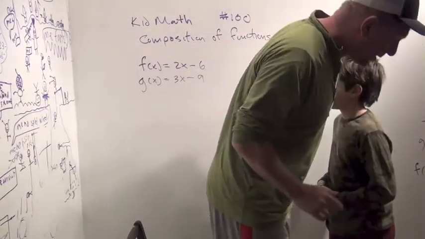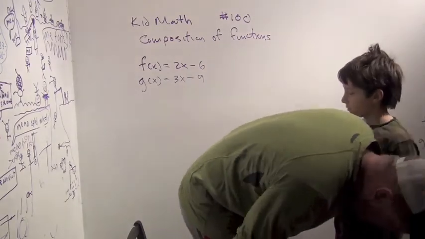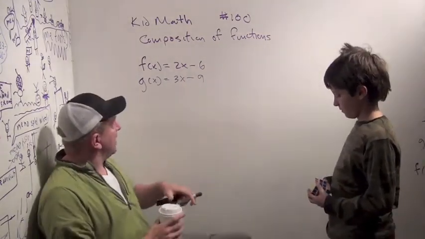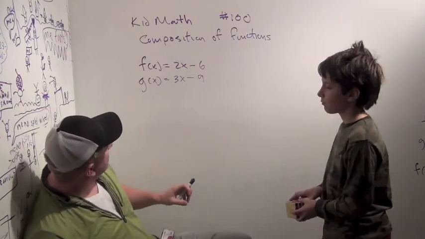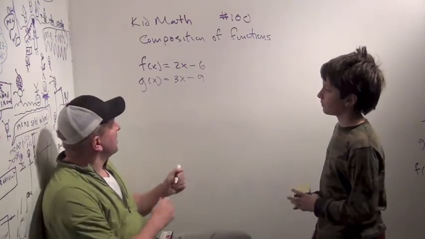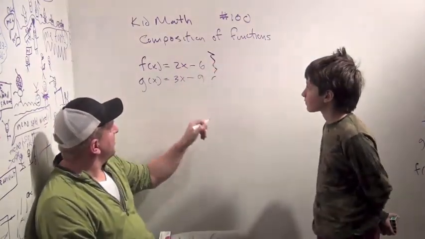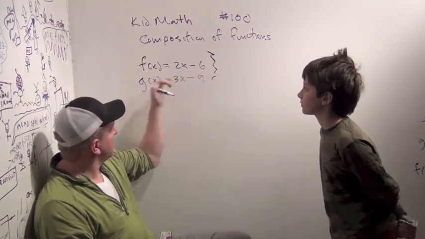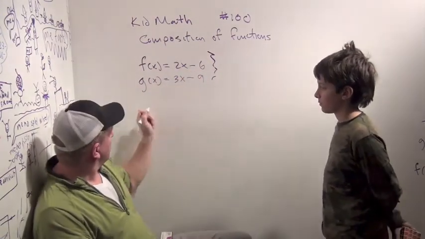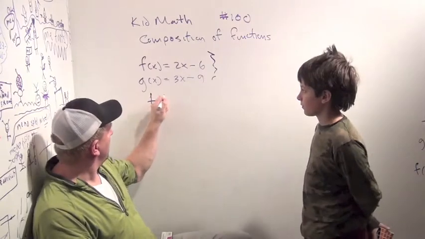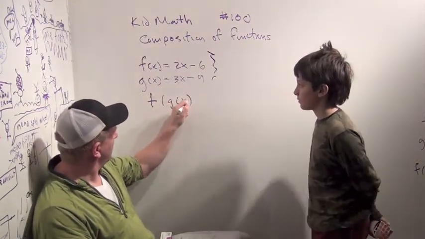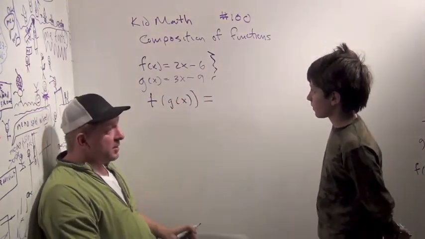KidMath100. So today we were in what section is this? 16.3 of Art of Problem Solving's algebra book, and we were talking about composition of functions. So we did their first example, which was f of x equals 2x minus 6, g of x equals 3x minus 9, and what is f of g of x? And how did we answer that question?